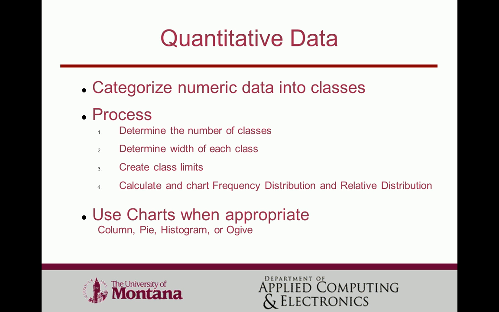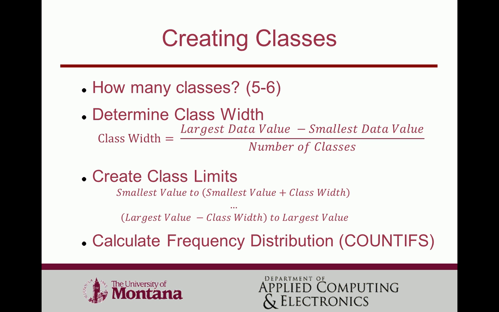We've looked at column charts and pie charts. I'll identify a histogram today, and I'll look at another tool known as an ogive. So we create classes. There's a potential to create too many classes, or not enough classes. I'm going to throw out some numbers here. Every application is going to vary, but in most applications you look at maybe about 5 or 6 classes, but it's subjective.